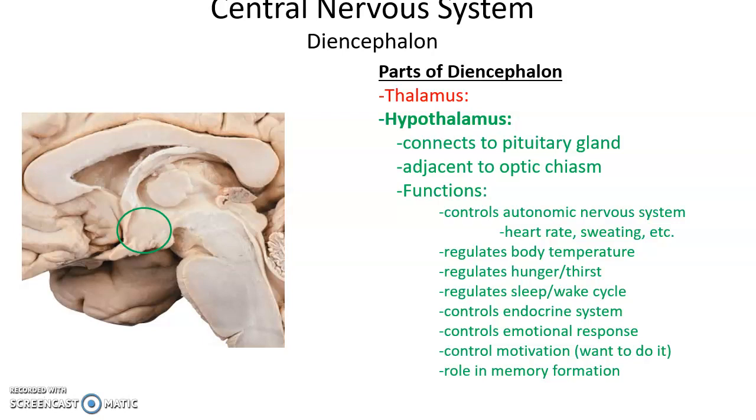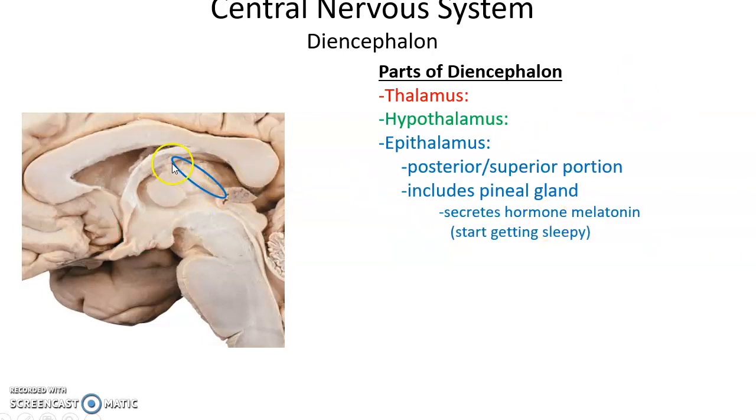It controls our sleep-wake cycles, so that we get sleepy at night when it's dark and wake up more aware during the day. It controls the endocrine system, the system that produces hormones. It controls our emotional responses, so it's involved in our emotional responses to things. It controls our motivation, our wanting to do something. So it's very important for, say, staying on top of your work in your anatomy class. And it also has a role in the formation of memories. So the hypothalamus is extremely important, primarily for things we don't think about too much.